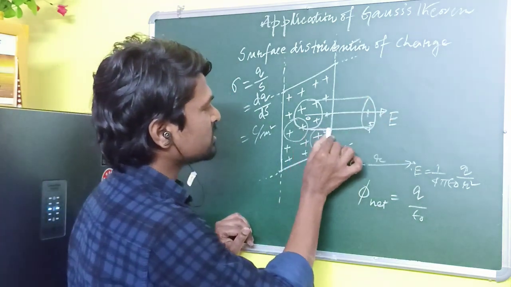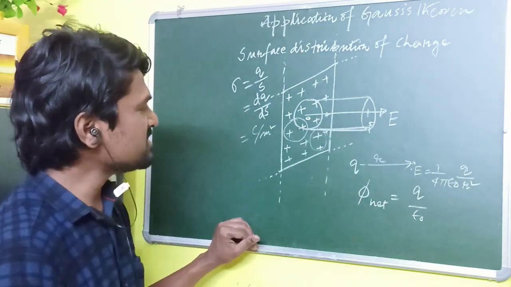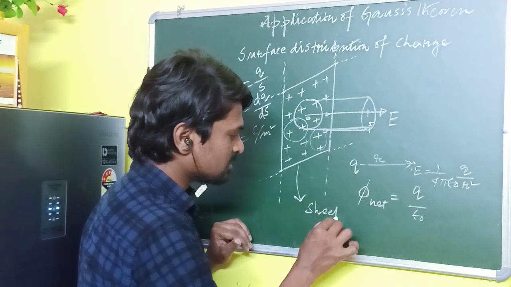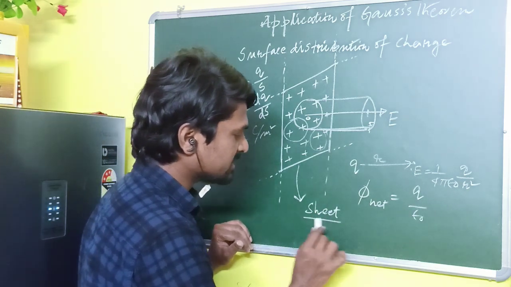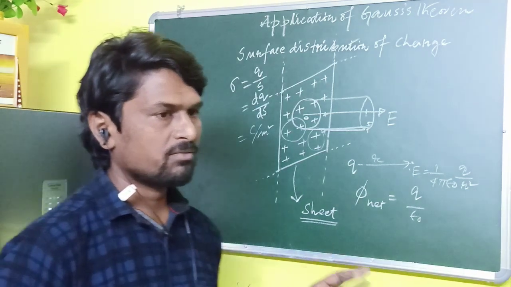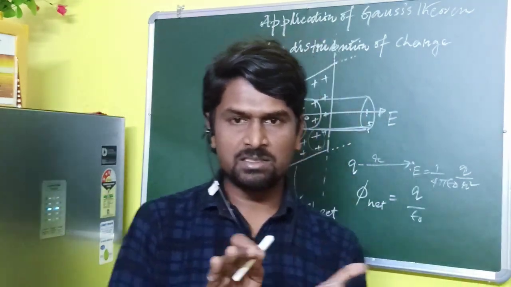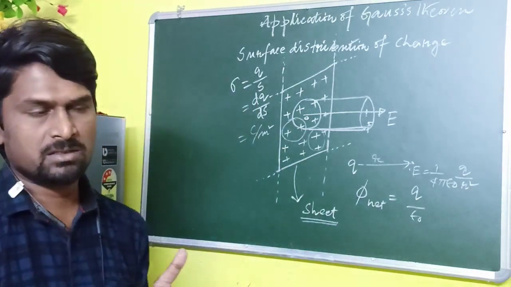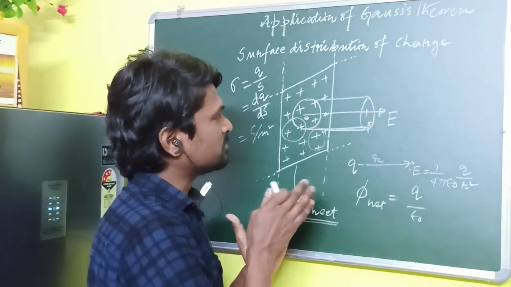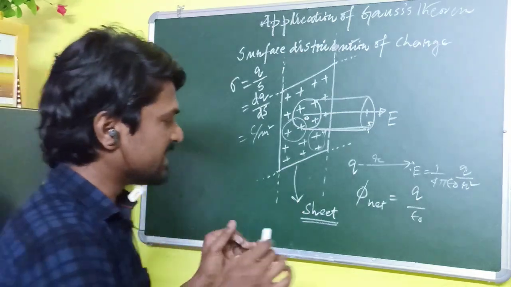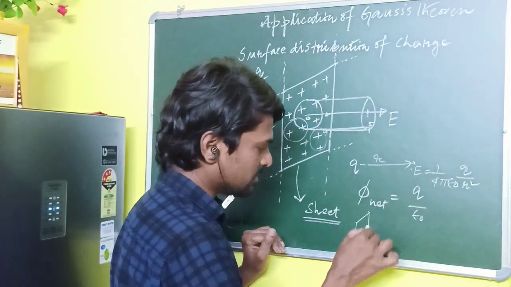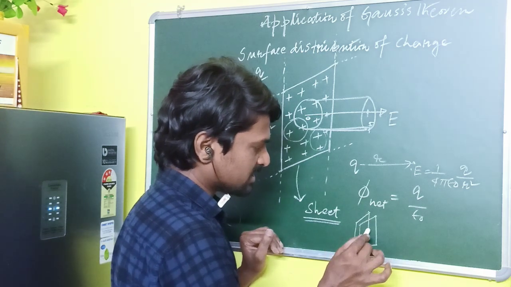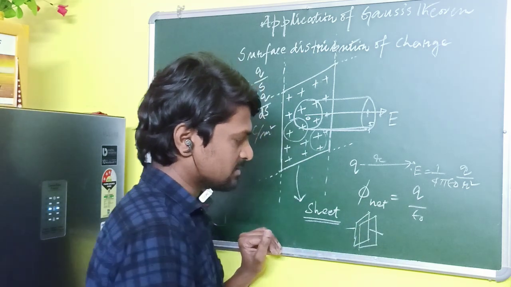So this is the cylindrical surface, and first of all you have to know that this is a sheet. For a sheet, the charge is uniformly distributed over a particular layer. It is not a plate. If a plate is given, then the charge remains at the two surfaces, that is here and that particular surface.